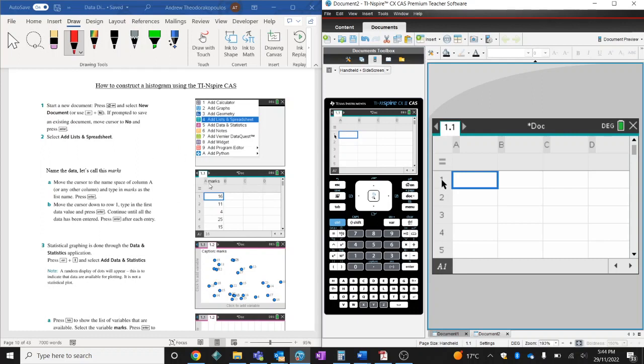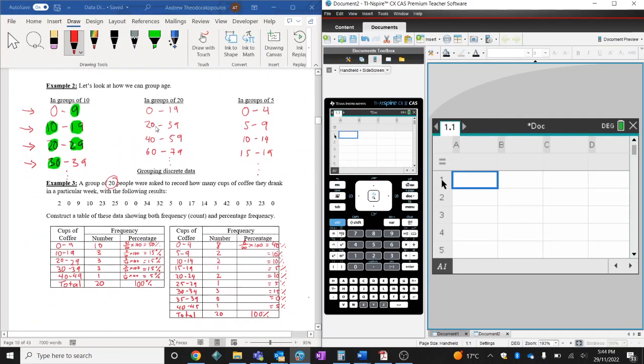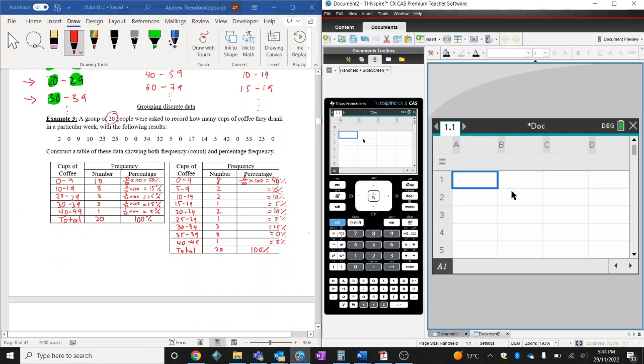Now, in this example, usually I have the numbers here that you can put in, but for some reason I didn't put them there. What we will do though is we will put in the numbers from the previous example, from example 3. So what I want you to do, first things first, is put in all these numbers about the coffee. So starting with 2, 0, 9, and going all the way down until you put the very last number.